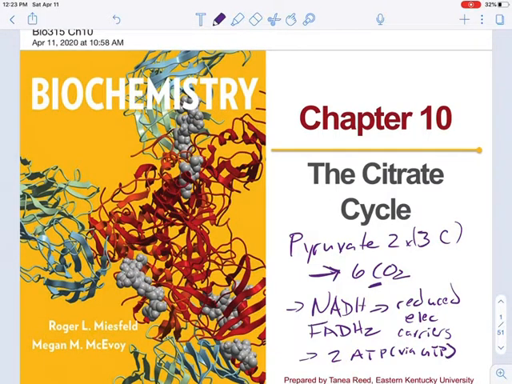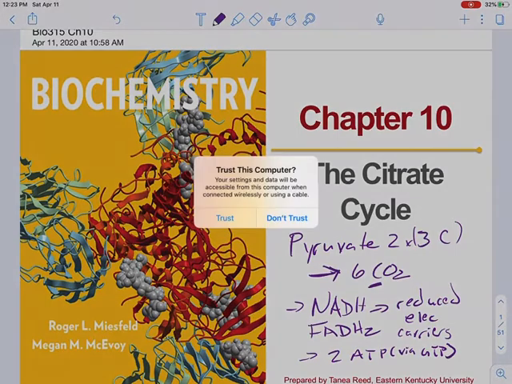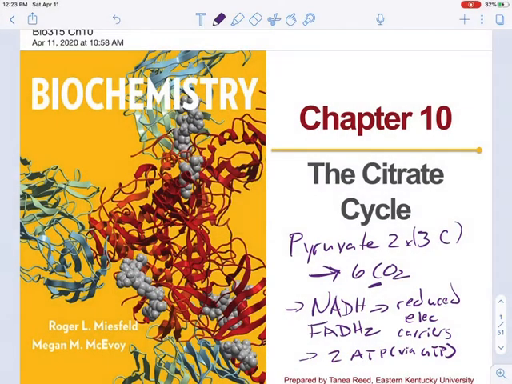So the result, when we're done with this, we'll have completely broken down the original sugar into carbon dioxide. This is where the carbon dioxide that we breathe out comes from. And then we will have taken the electrons from that, shoved them into NADH and FADH2, and made a little bit of ATP out of this process.